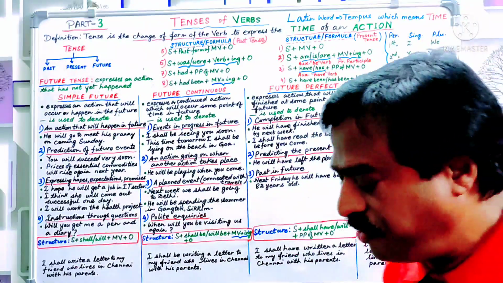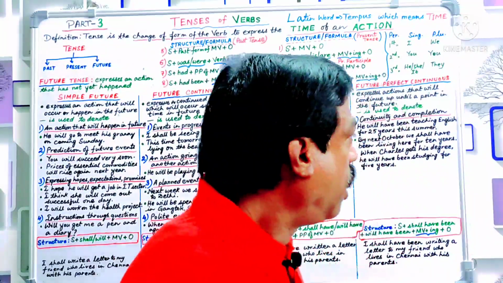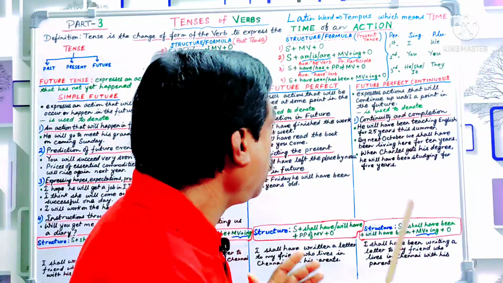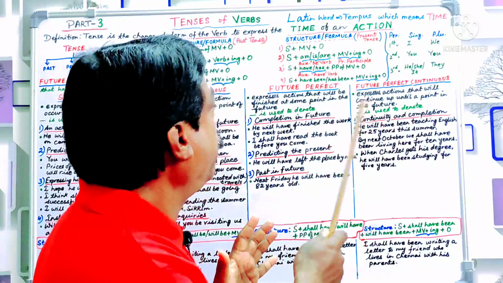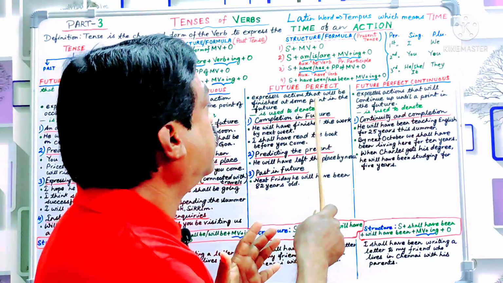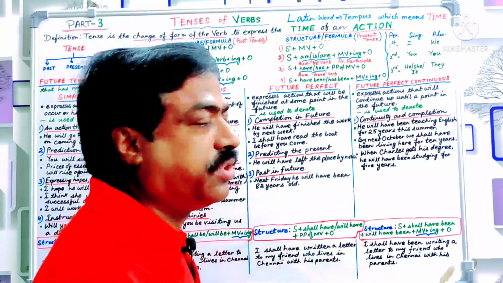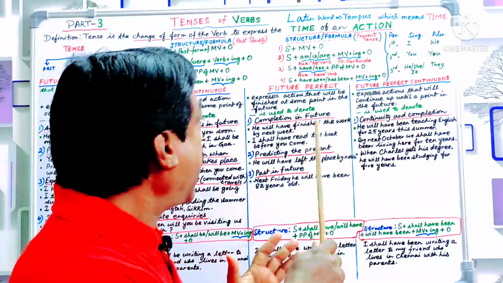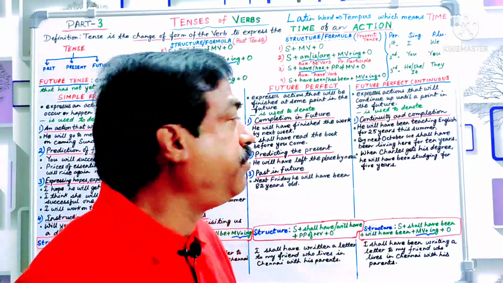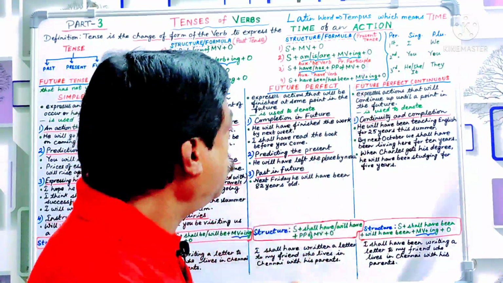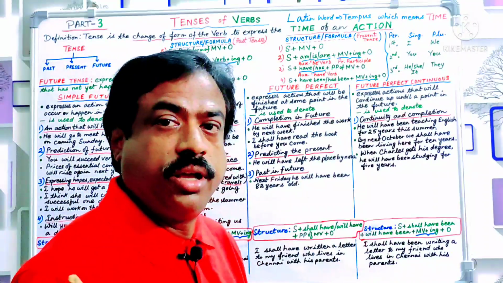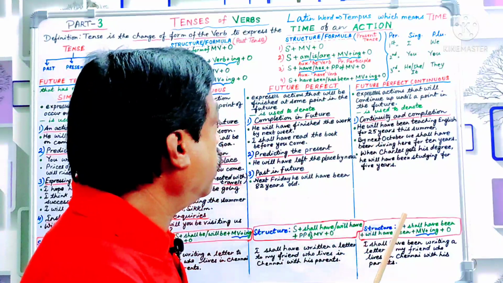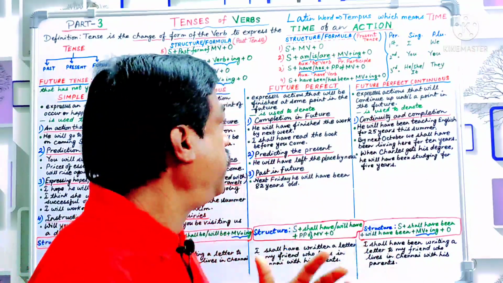Now I come to future perfect tense. When we speak about future perfect tense, you have to be sure that it expresses action that will be finished at some point in the future. Future perfect tense expresses actions that will be finished at some point of time in future, and it is used to denote completion in future. So in future something will be completed.